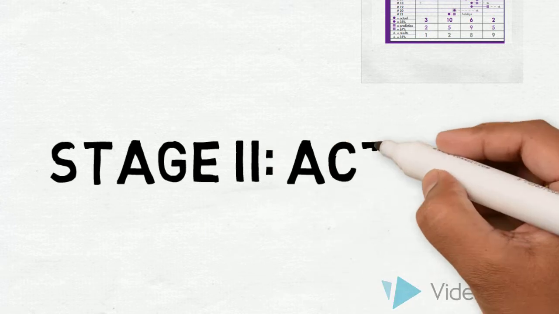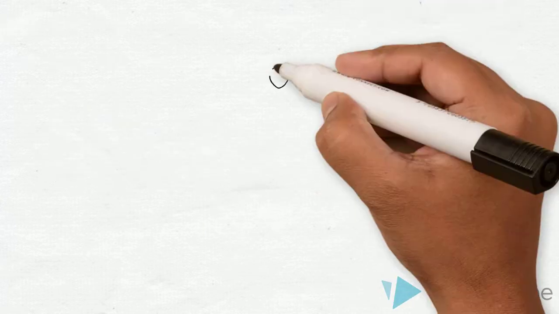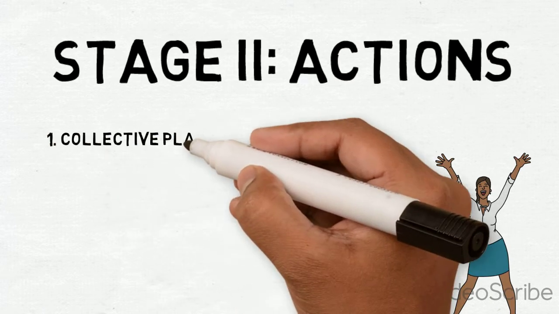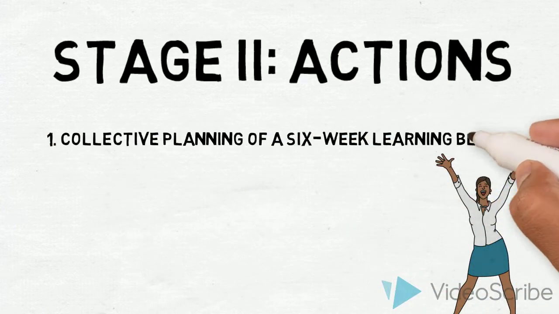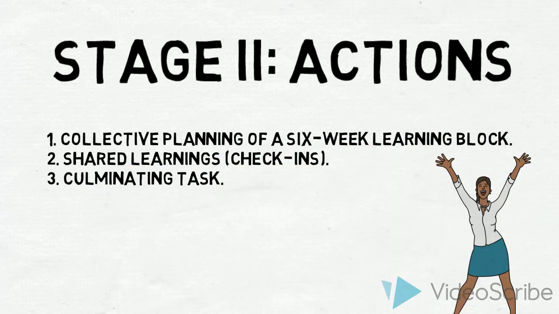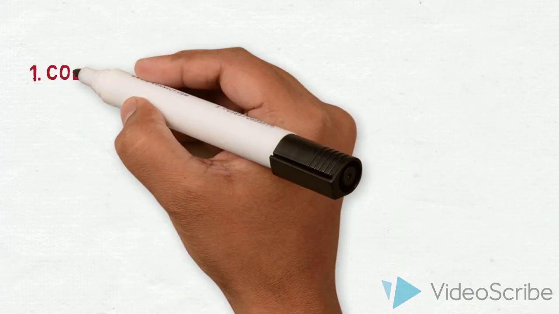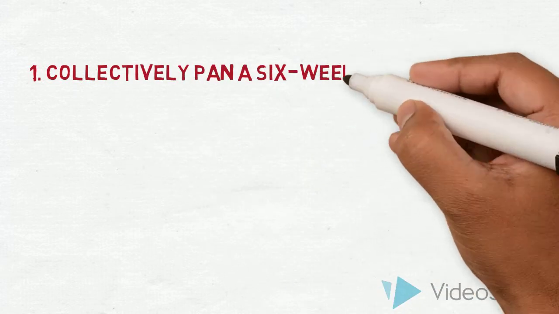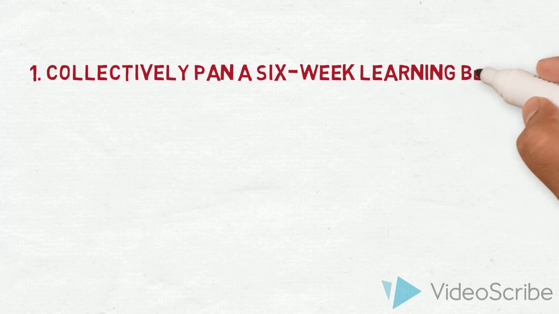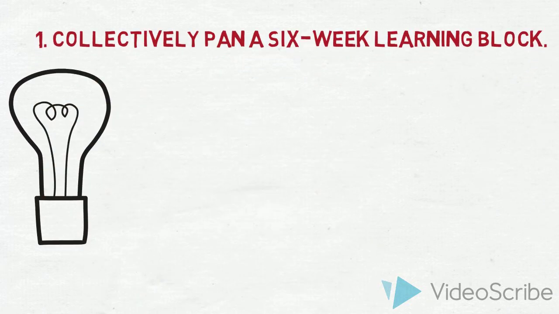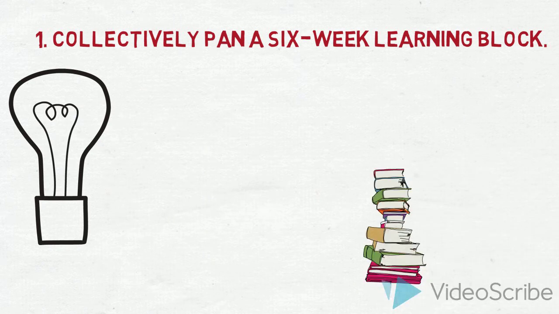Stage 2 is the action of the professional learning community, or PLC. It consists of collectively planning a 6-week learning block, sharing learnings, and creating a culminating task. Collectively plan a 6-week learning block. Start with the big idea. Introduce the big idea concept as an area of focus. This can be agents of change, power of social media, or any other big idea you may have.